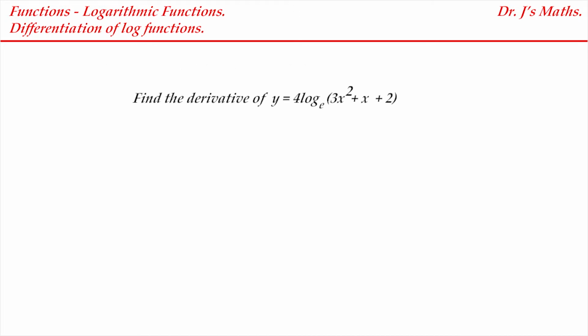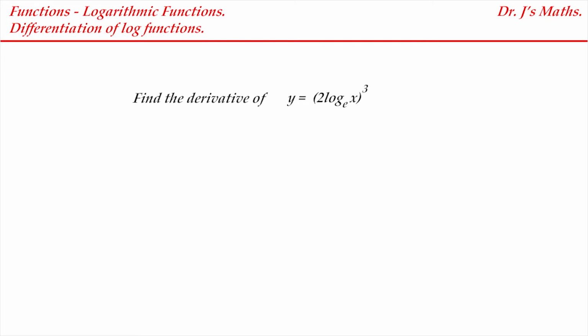Next example. Find the derivative of y is equal to 4 log (3x squared plus x plus 2) to the base e. We do nothing different. Talk to yourself. So dy/dx is the 4 out the front as just a decoration, put it down. The derivative of the log is 1 over 3x squared plus x plus 2 times the derivative of what's in the bracket, which is 6x plus 1. So tidy that up, we have 4 outside of 6x plus 1 all over 3x squared plus x plus 2.